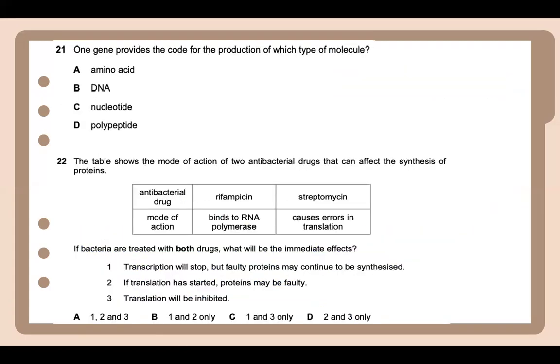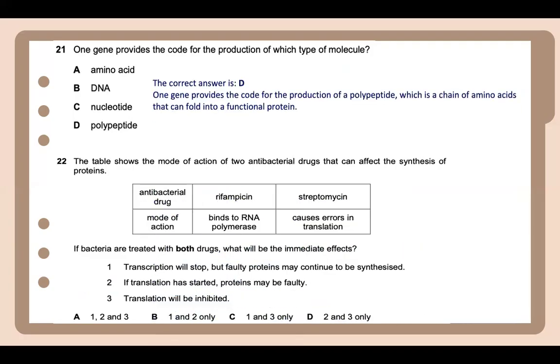One gene provides the code for the production of which type of molecule? The answer is D, because one gene provides the code for the production of a polypeptide, which is a chain of amino acids that can fold into a functional protein.